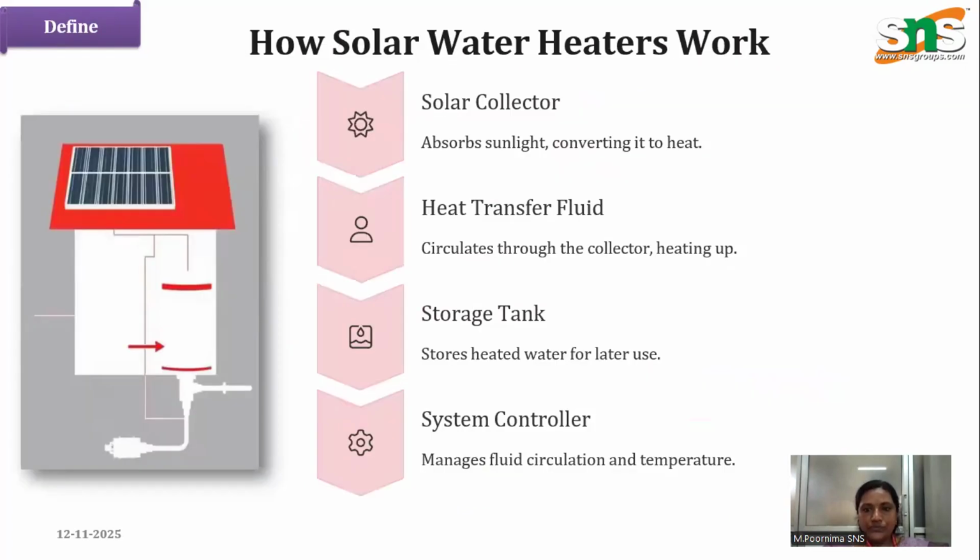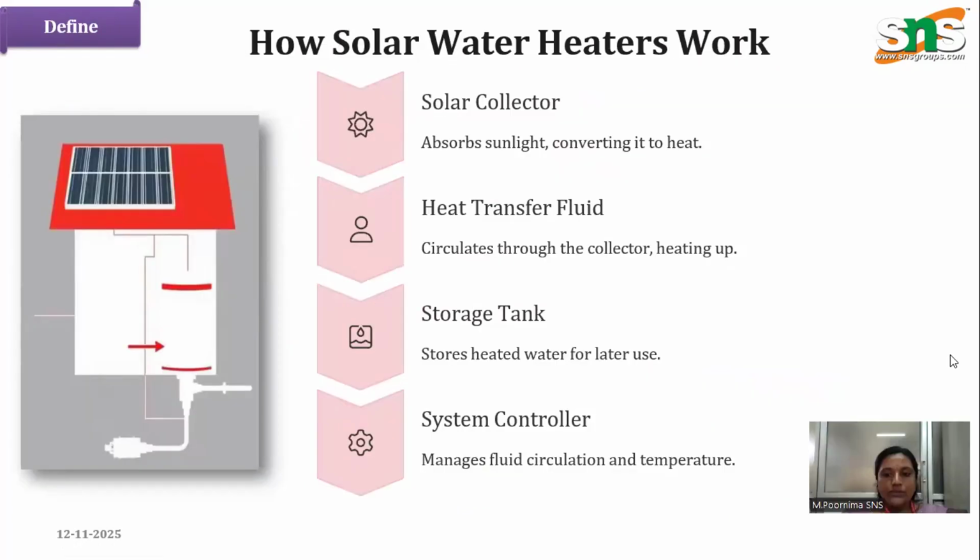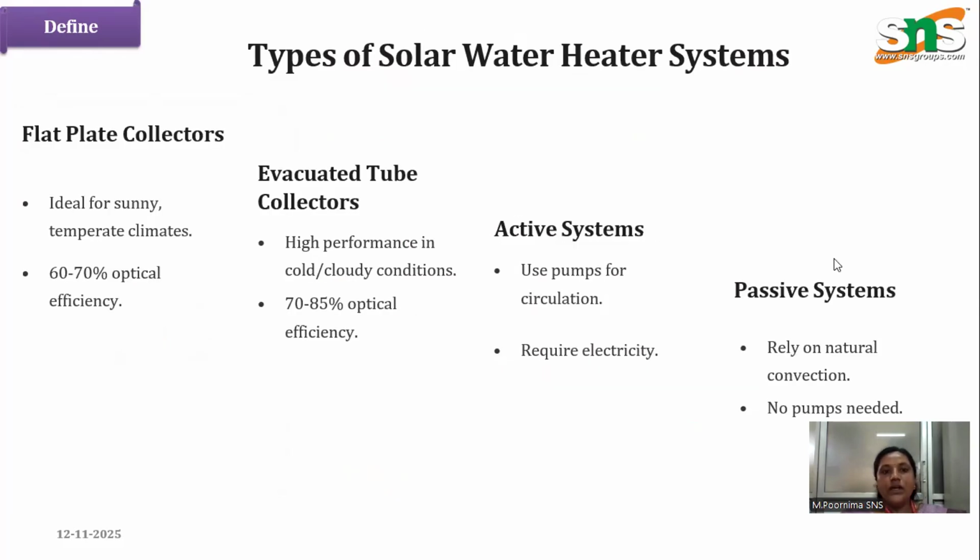Now coming to the next part, how the solar water heater works. First is the solar collector, which absorbs the sunlight, converting it to heat. Next come the heat transfer fluids, which circulate through the collectors, heating up. Next are storage tanks, which store hot water for later usage, and system controllers managing fluid circulation and temperatures. We can see the picture: the solar collector, a storage tank and system controls. This is how we store solar energy.